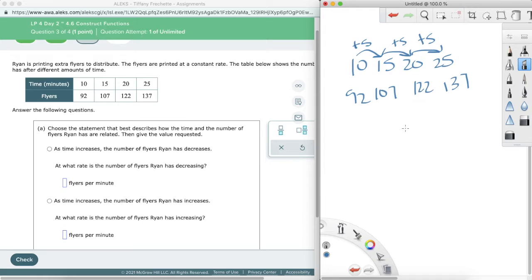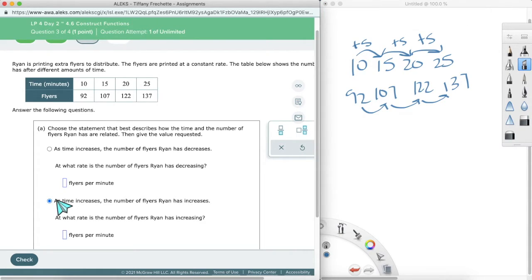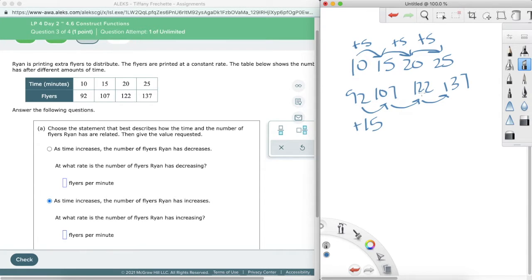So if we look at this, this also is increasing. We have an increase of both. So when we describe that, we want to say that as time is increasing, the number of flyers is also increasing. So let's see, we have 8, 7 more, that's 15. Let's make sure that works. That's 3, 4, 5, yep, 15. So it's 15 flyers every 5 minutes.